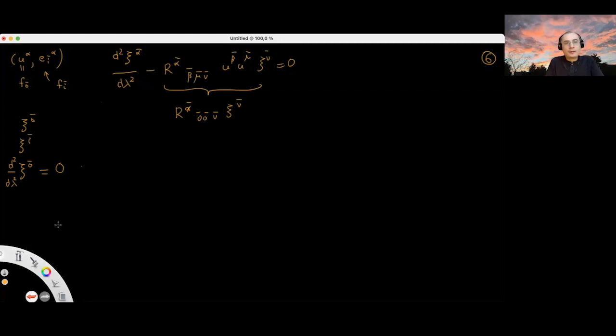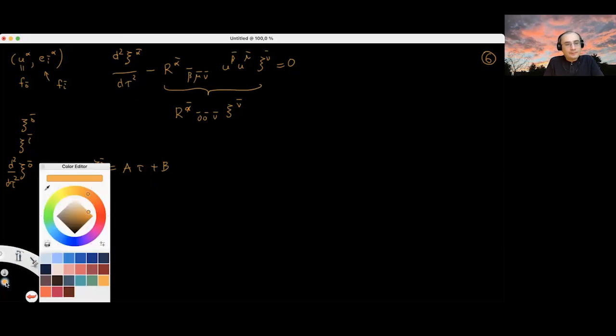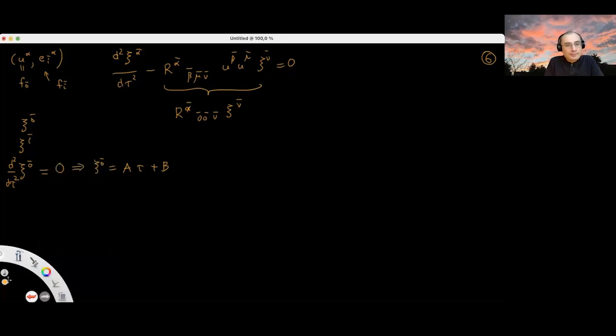Sorry, one more thing. We are now not using just any random affine parameter. We are using the proper time of the observer. So this is tau. So from this, we see that xi zero is a linear function, some a tau plus b. However, let's think what this actually means.